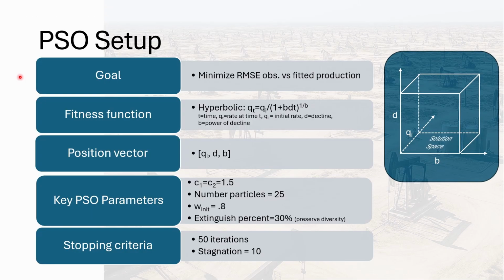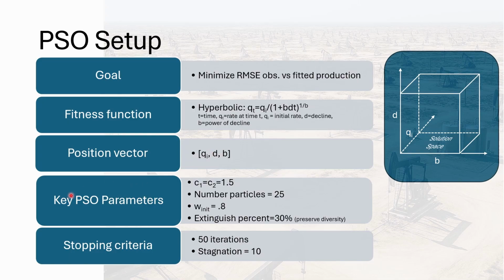Here is the PSO setup. The goal is to minimize the root mean squared error of observation versus fitted function. The fitness function itself is the hyperbolic, and these are the components of that. t is equal to time, qt is the rate at time t, qi is the initial rate, D is the decline, and b is the power of decline. So our position vector, or what we're trying to solve for, are these three things: qi, D, and b.